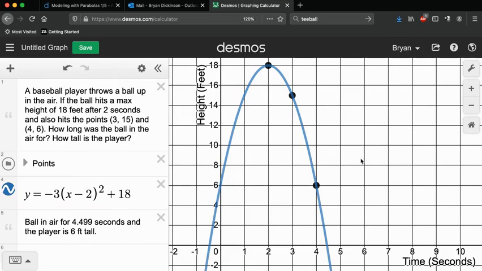Each of the problems, once again, for today's assignment is really going to ask you to think about what your graph means and what you can tell about the situation.